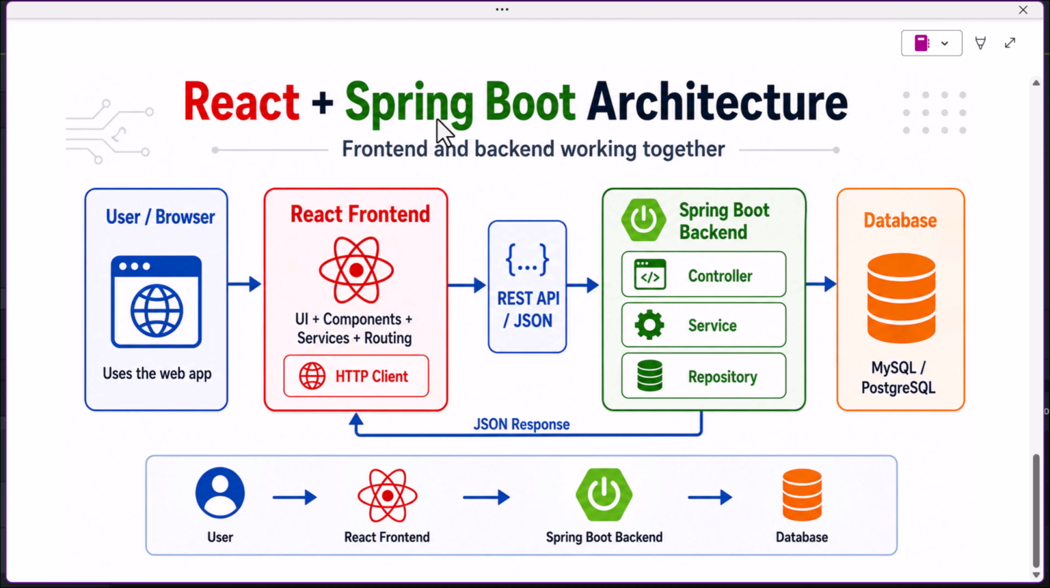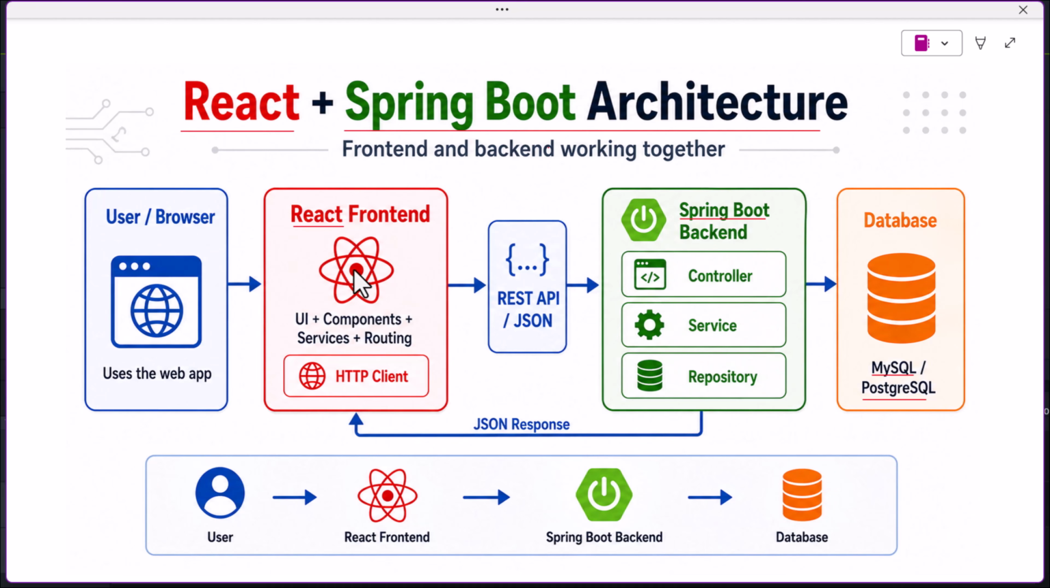Hi everyone, welcome back. In this video, we will understand the React plus Spring Boot architecture in a simple and beginner-friendly way. This architecture is very common in real-world full-stack web applications. React is used for the front end, Spring Boot is used for the back end, and a database like MySQL or PostgreSQL is used to store the data.